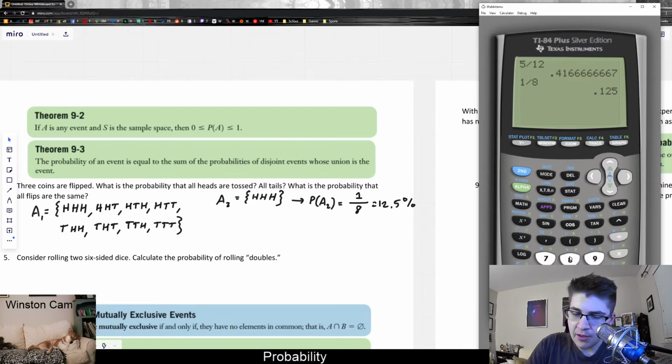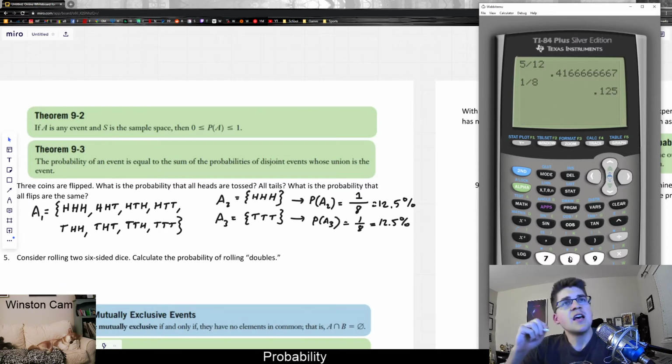And similarly, the other thing it asks us is, what's the probability that they would all be tails? Sorry, I'm a little tired. I apologize if I slur my speech a little bit. But in the same sense, there's only one way that this could happen. That's one outcome. So the probability that event A3 would happen is the same 1 out of 8, or 12.5%.